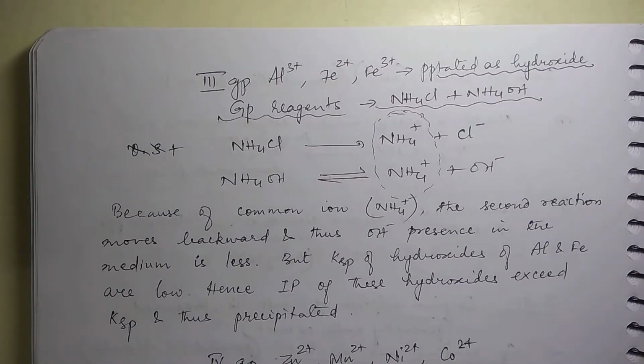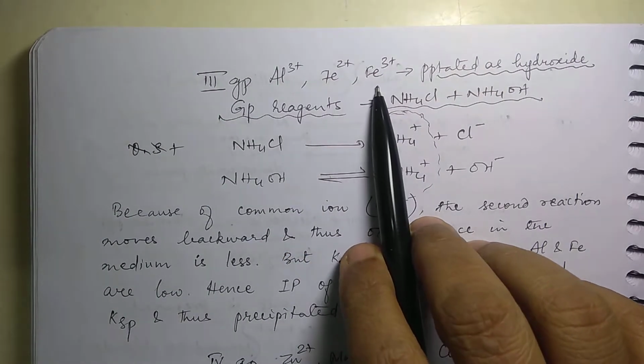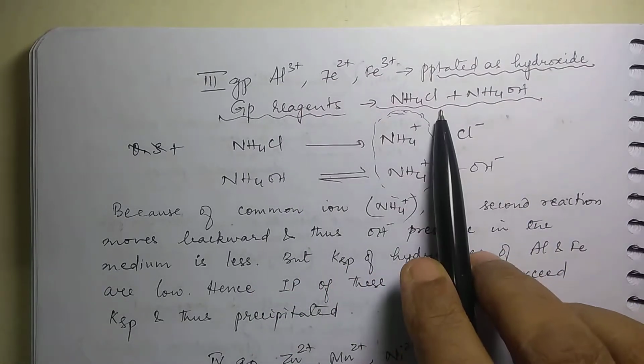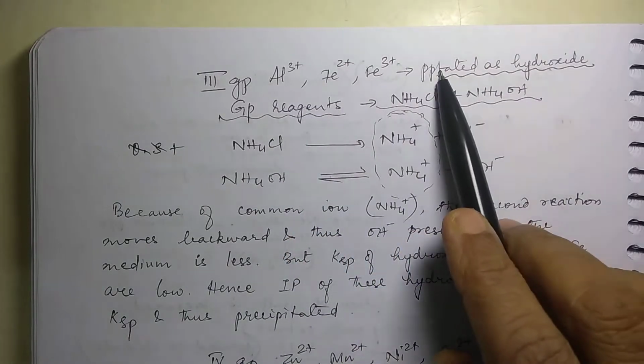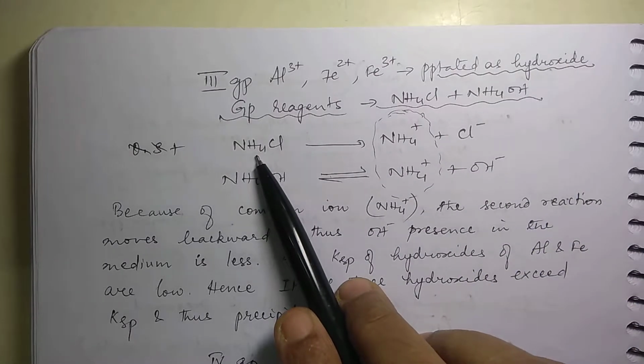Yes, children. Let's further move with third group analysis. Third group is having aluminium, iron 2 plus and iron 3 plus. Okay. And what are the group reagents? Ammonium chloride and ammonium hydroxide. And all these ions, they get precipitated as their hydroxides. Okay.